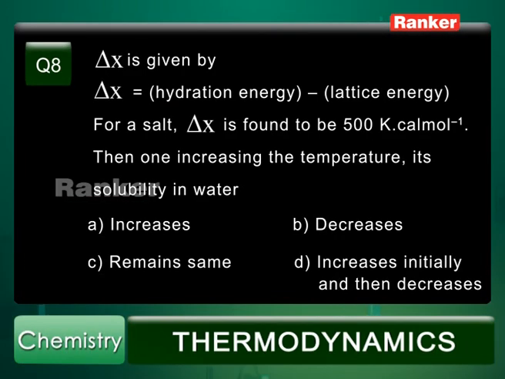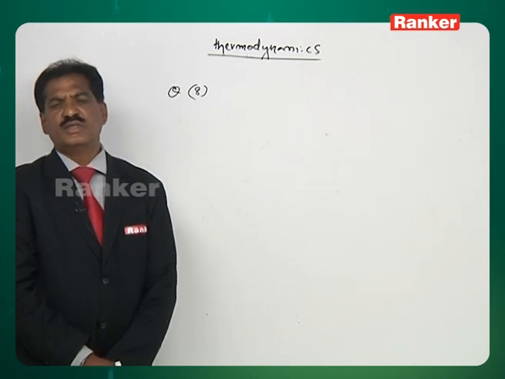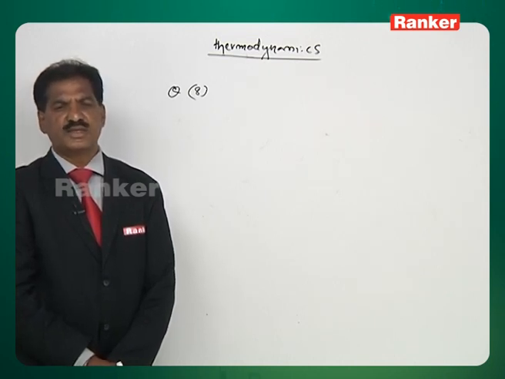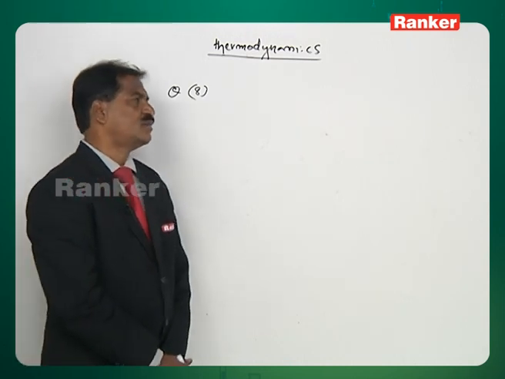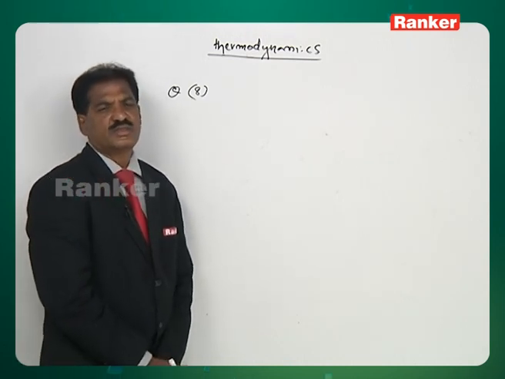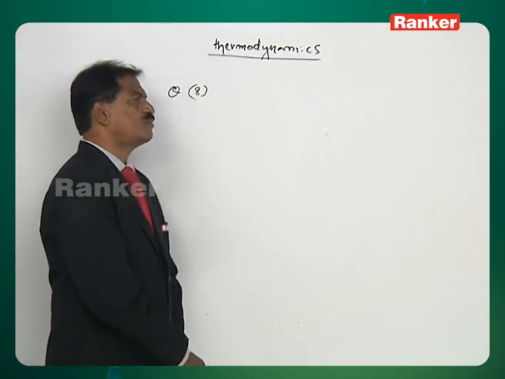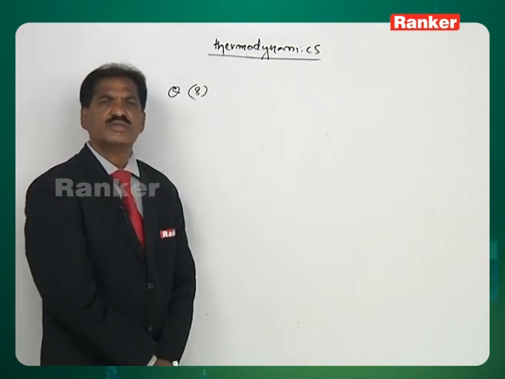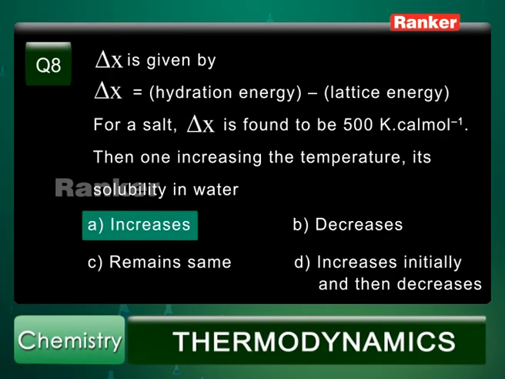Question number 8. Del X is given as hydration energy minus lattice energy for a salt. Del X is found to be 500 kilocalories per mole. On increase in temperature, how does the solubility change? Usually, if the sum of the hydration energy and lattice energy is positive, we can say that the dissolution process is endothermic. Since the dissolution process is endothermic, with rise of temperature, the dissolution always increases. Hence, the answer is increases. Answer is A.